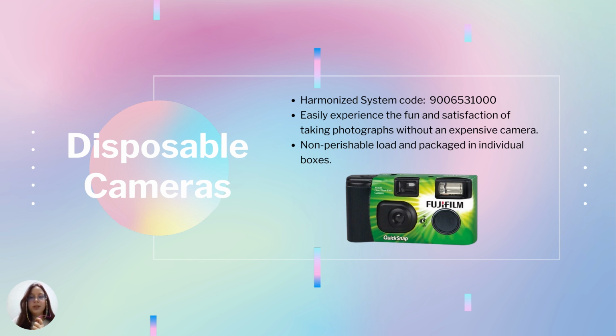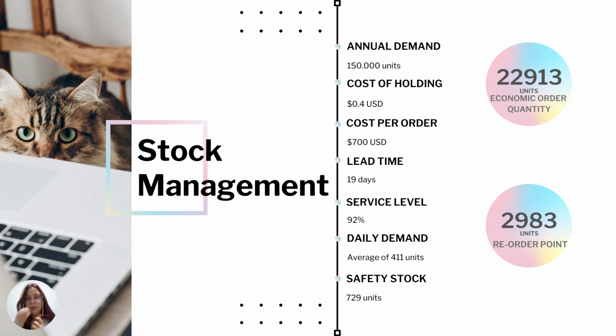The load is non-perishable. They come in individual boxes provided by the supplier, and for the transportation, it will be used boxes of the dimensions of 40 by 30 by 30. So let's start with the fun part. The data for the stock management is the following.